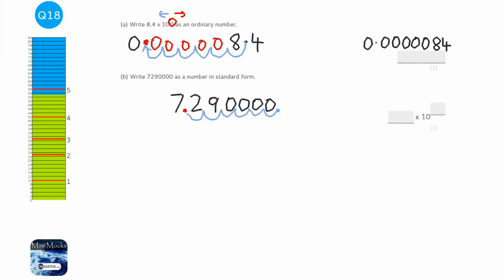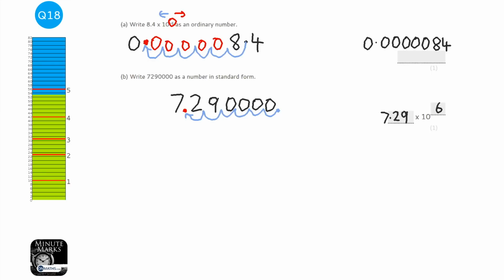1, 2, 3, 4, 5, 6. Okay, so the rule is that the number has to be between 1 and 10, which this one is. Now, if you had a big number, then the power of 10 will be positive. Here we did have a big number, so it's going to be positive 6. On the previous one, we had a small number, 0.000084, and you can see that the power in the question was negative. So negative power of 10 is really small number, positive power of 10, really big number.